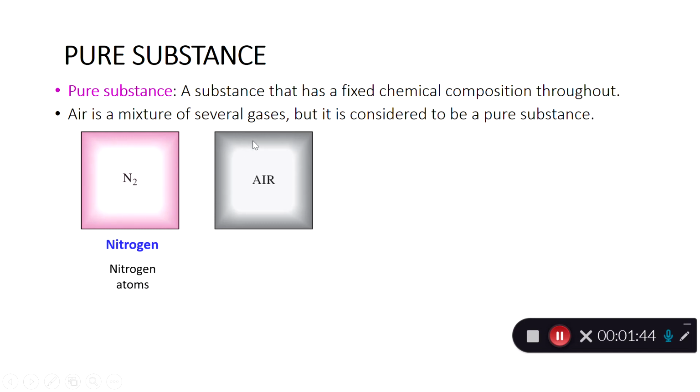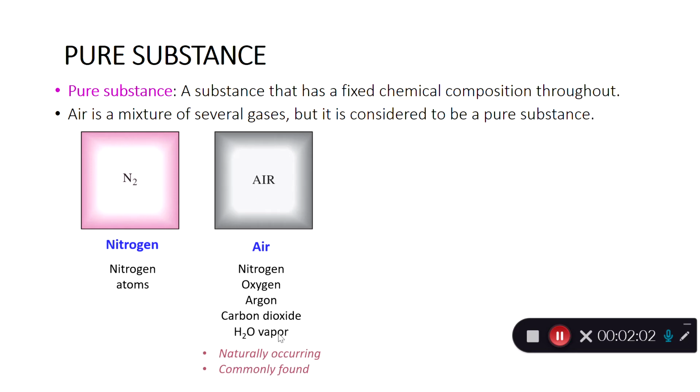But air is a bit special because, you know, air is made up of many types of gases. There's nitrogen, there's oxygen, argon, etc. There's even water vapor inside it. But why do we treat it as a pure substance? Because it is naturally occurring. You can find air anywhere and easily, right? It's naturally occurring and commonly found. Basically, everywhere you turn right now, there's air, unless the place has been turned into a vacuum, and there's no air.